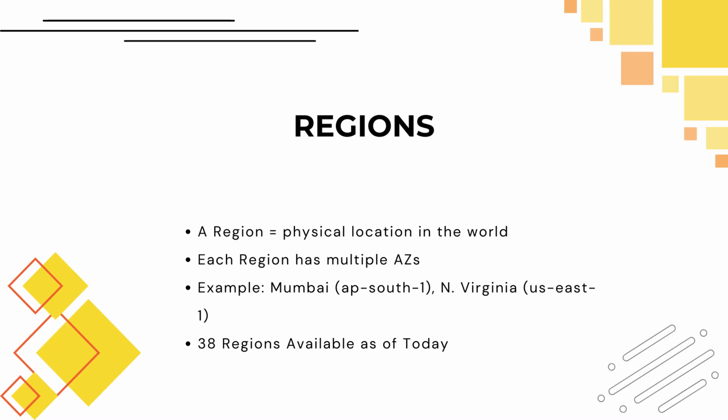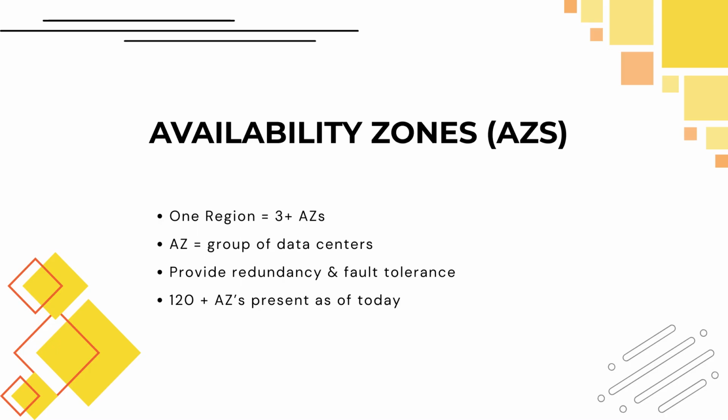Now let's understand regions. A region is a physical location somewhere in the world where AWS has multiple data centers. For example, we have a Mumbai region here in India and the Northern Virginia region in the United States. Each region is completely independent from the others, which means you can choose where to run your applications based on customers, compliance requirements, or latency needs. As of September 2025, AWS has 38 regions across the globe and they keep expanding every year.